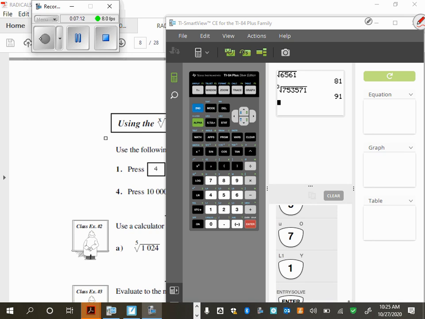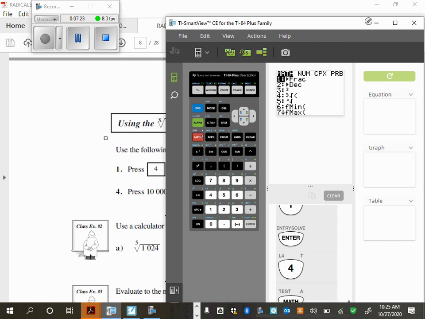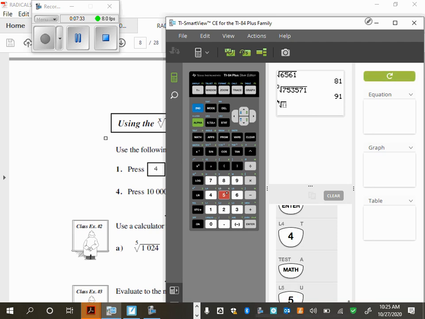So fourth root is 4 math. Oh, that doesn't work. But that, now I know. So 4 math, and then 5. When you press 5, that means the number you press before it becomes the root. So 5, that means fourth root, and then you just punch in 10,000 and equal. 10 times itself 4 times, as we know, equals 10,000.